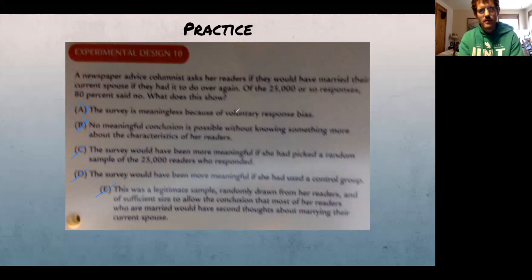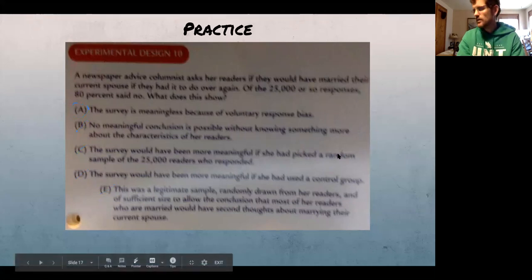This is meaningless. It's a voluntary response bias. Only the people who feel very strongly about it are responding, and 80% of them said they wouldn't remarry. Wow, I don't know what to think about that. But anyways, it is voluntary response. It is not a legit sample that we can use for anything. All right. Next question.